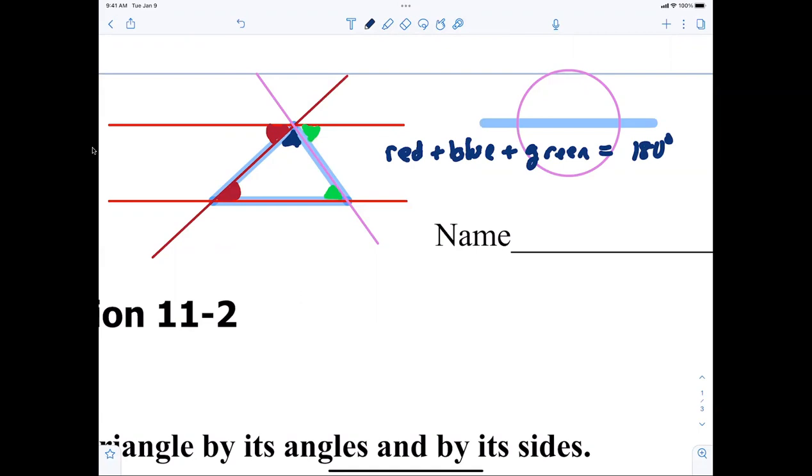Because now there's a red and a green. Now you're supposed to look at the triangle only. You just showed me that a red plus a blue plus a green is equal to 180 degrees. Everybody see that? So now look at the angles in the triangle. The angles in the triangle have a what? A red, a blue, and a green. So because they have a red, a blue, and a green, they must all three add up to what? 180. That's the beauty of geometry.